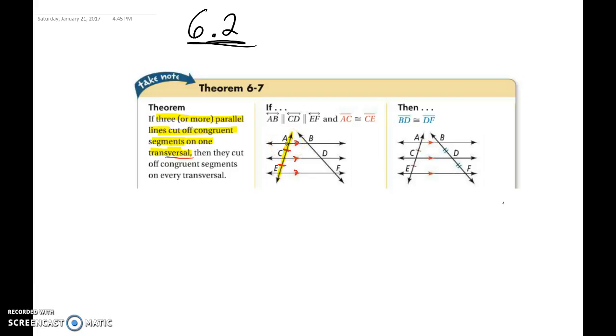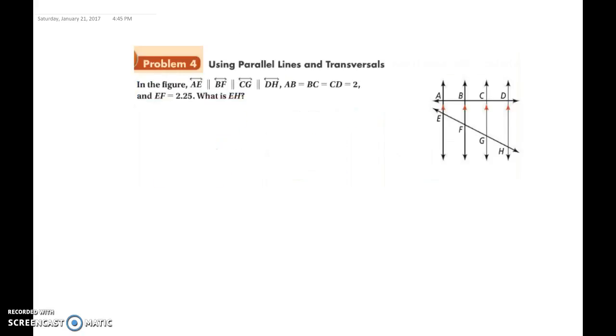All right, so we have three or more parallel lines that are cutting that transversal into congruent segments. Then that means they cut off congruent segments on every transversal. So that means on this other side here, this other transversal, since these segments are congruent, it means that BD is congruent to DF. All right, so it just guarantees that all the segments are congruent. So maybe we can call this the parallel congruent segment theorem.